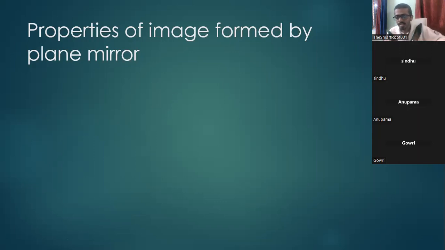Now, what are the properties of the image formed by the plane mirror? If I say plane mirror, we just saw it now, a straight mirror, that is called a plane mirror. Why is it called a plane mirror? Because it is simply a straight line, so I call it a plane mirror. So, the first property is virtual and erect.